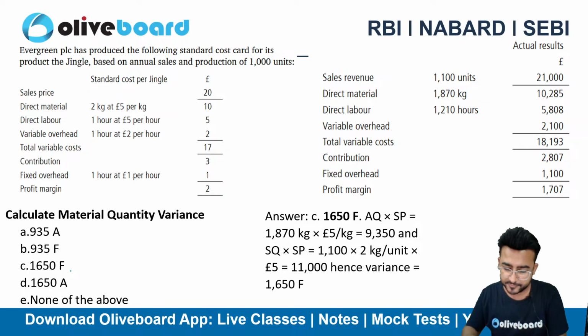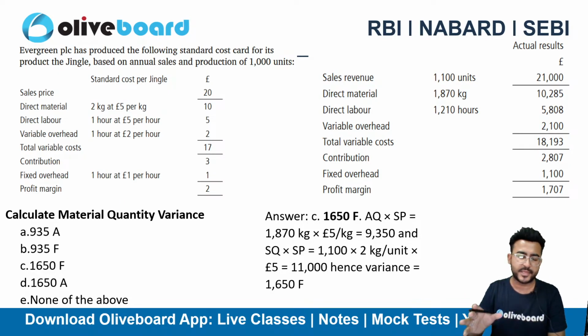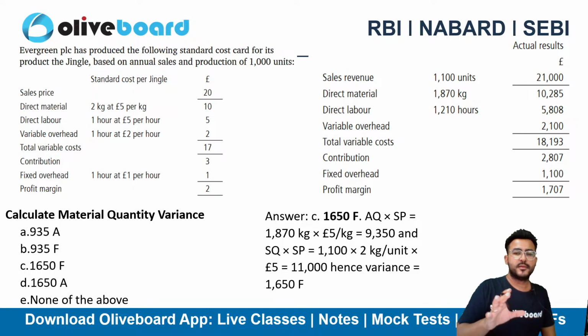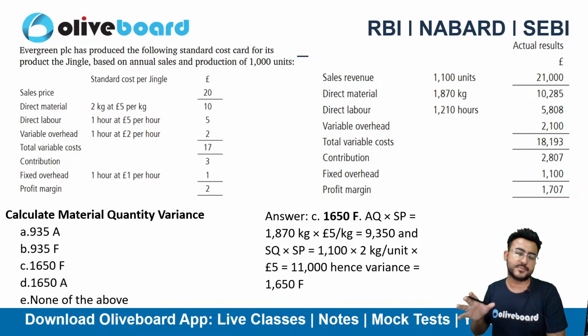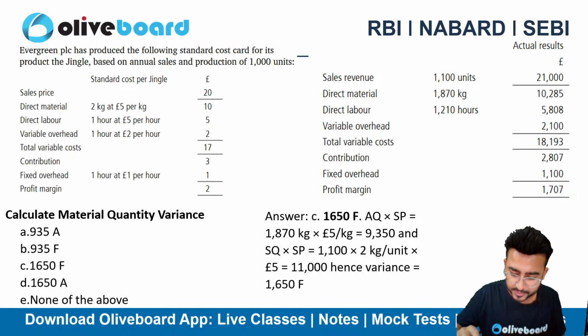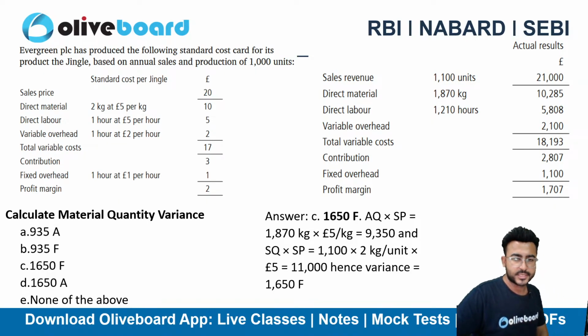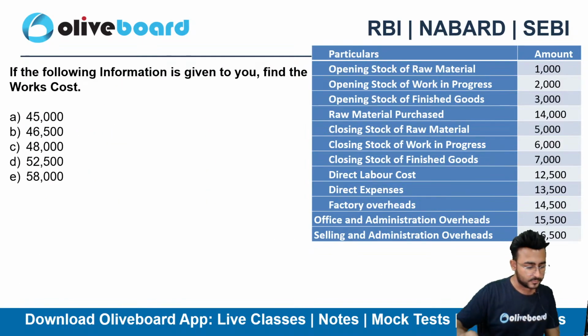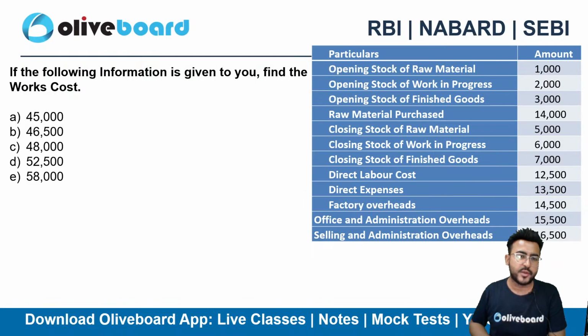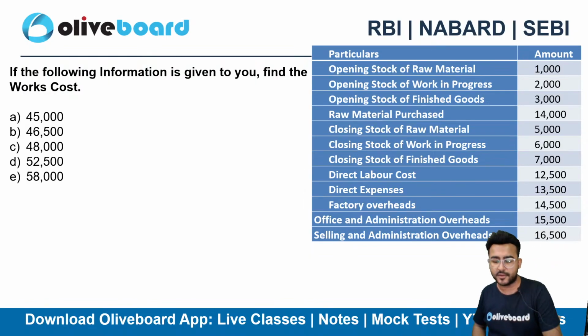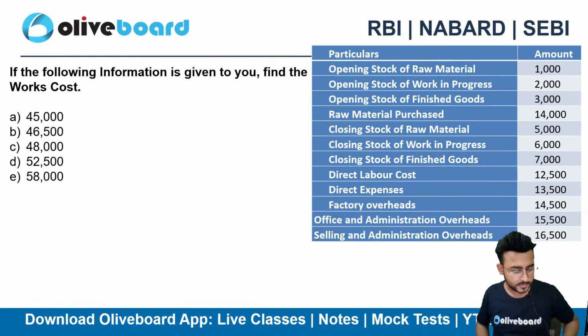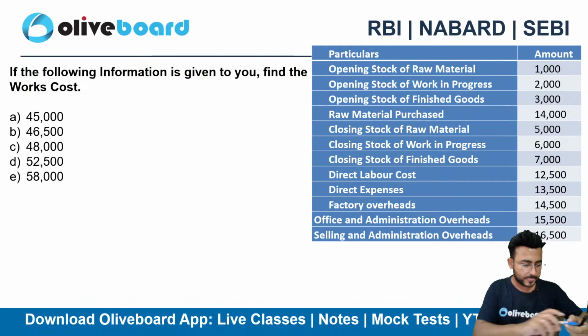Okay, 1650 favorable. So even if you are not able to solve these questions, don't get depressed. Doesn't matter. First, have a strong grasp on the concepts and formulas of standard costing. Then only you can solve this particular question, right? Next question, you need to calculate the work cost here. A direct and very simple question. Work cost.